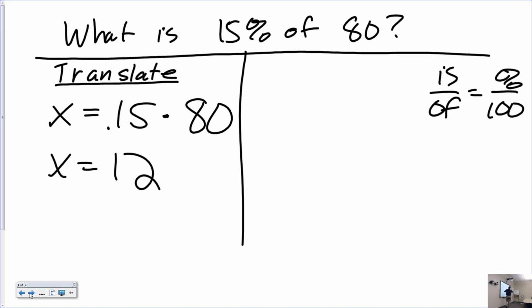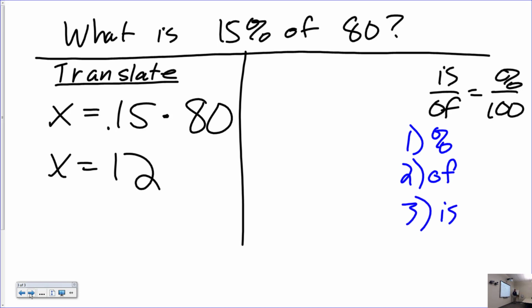So when you do these sorts of things, advice from the wise: if you use is over of equals percent over 100, fill the percent slot first, always. Fill the of spot second, and fill the is spot third. If this is how you're going to do it, this is just how I ask you to set it up, because this is the safest way to do it. Okay, so now, here's how you start.